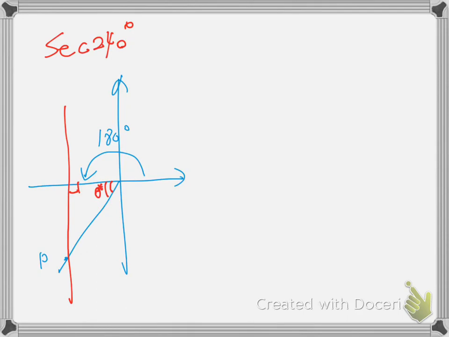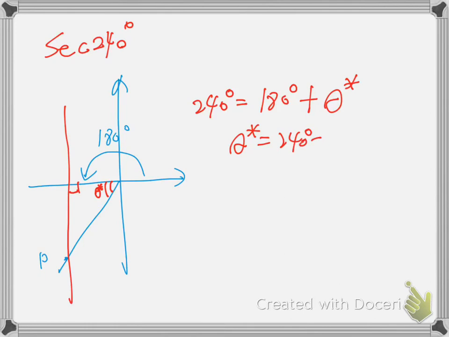Okay, theta star. So we have the same relation. The whole rotation, 240, is 180, the blue part, plus the reference angle inside the right triangle. So theta star is 240 minus 180 degrees, so this is 60 degree. Okay, 60 degree. So now we know this angle is 60. So the other angle is 30, right? It's 30.